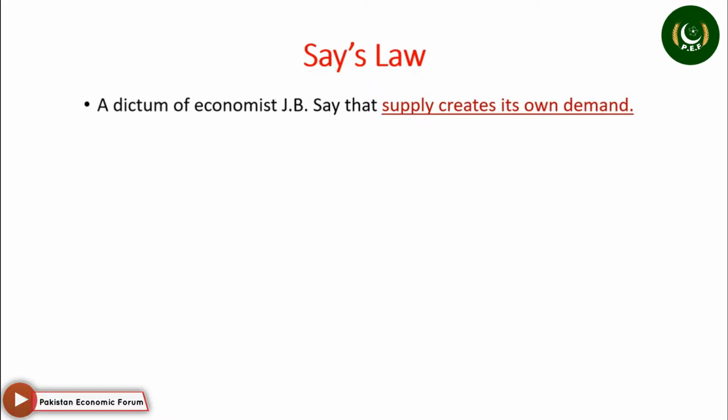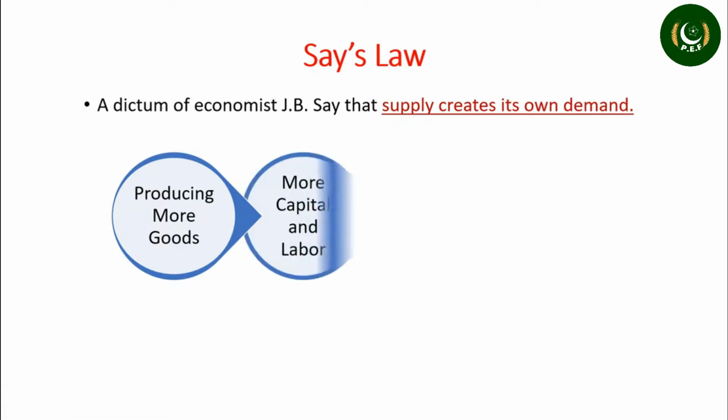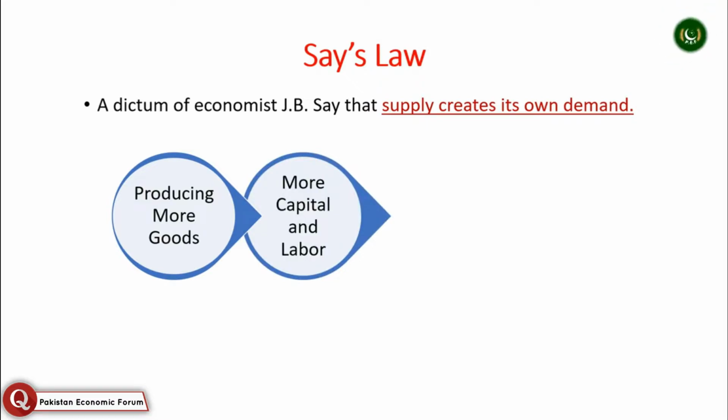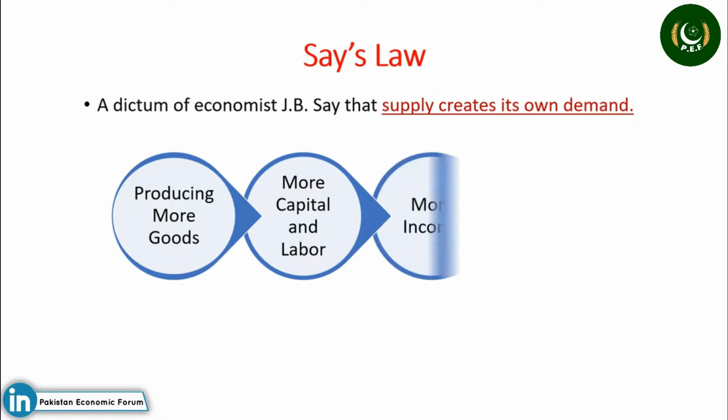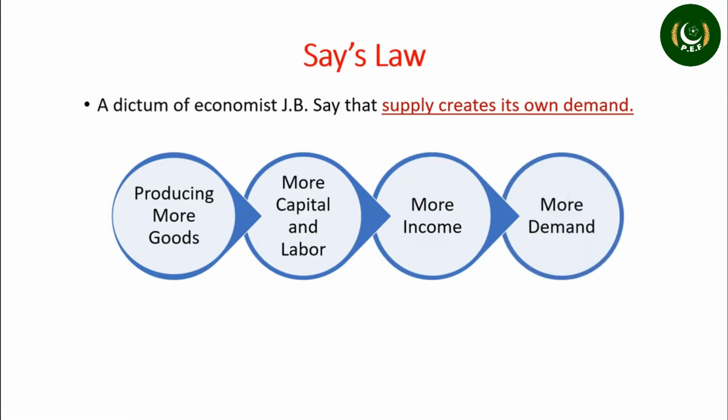That is, in order to produce more, the firms require more inputs, that is, more labor, more capital, more energy, etc. This increases the income of the households, which in turn increases their consumption as well as the demand for investment funds by the firms. Therefore, the aggregate demand in the economy also increases. So, we can say that supply creates its own demand.